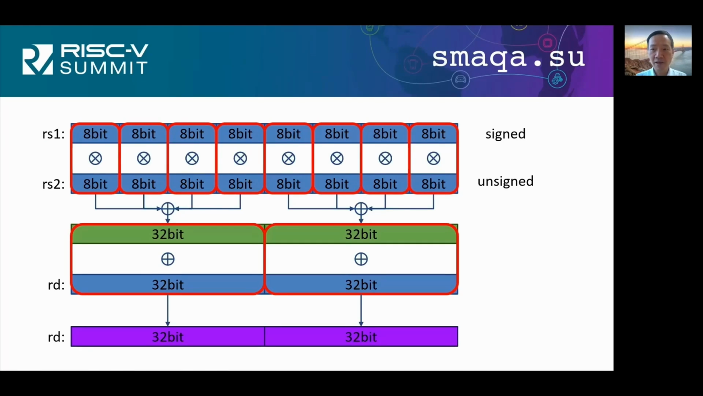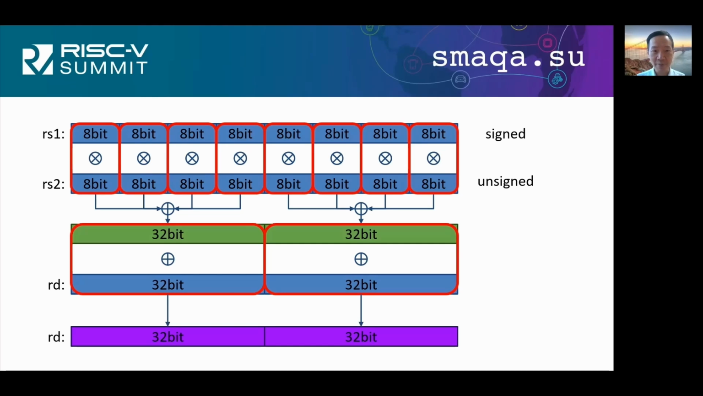So SMAQA is a very complicated RVP instruction. It takes 3 inputs. So RS1 and RS2 are 2 source registers, and each 64-bit register contains 8-bit numbers.